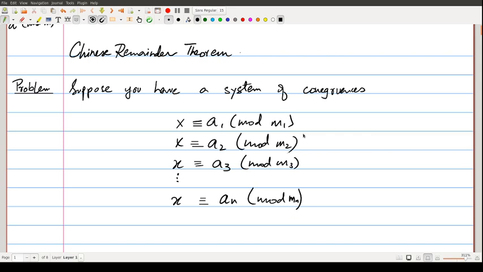So what are these equations saying? The first equation is saying that when x is divided by m1, it leaves a remainder of a1. That's what it's saying.